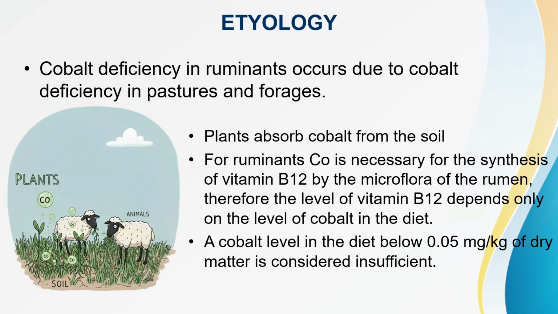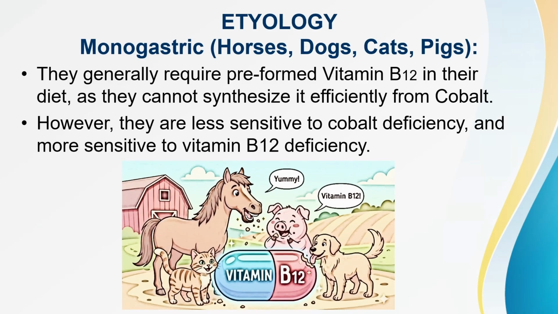While plants absorb cobalt from the soil. A cobalt level in the diet below 0.05 mg per kilogram of dry matter is considered insufficient. Monogastric animals such as horses, dogs, cats, pigs, and others generally require preformed vitamin B12 in their diet, as they cannot synthesize it efficiently from cobalt. However, they are less sensitive to cobalt deficiency, and more sensitive to vitamin B12 deficiency.